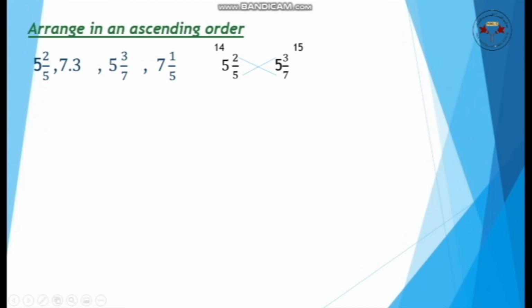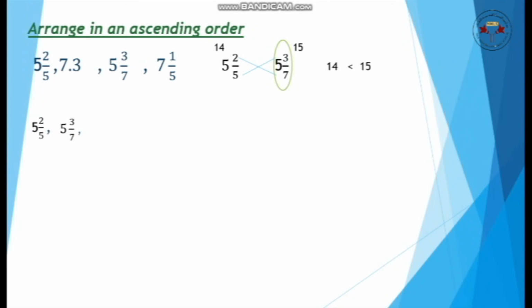Now which one is greater? I see that the 15 is greater. So the mixed number 5 and 3 over 7 is greater. So the smallest one is 5 and 2 over 5. Then the next one is 5 and 3 over 7.